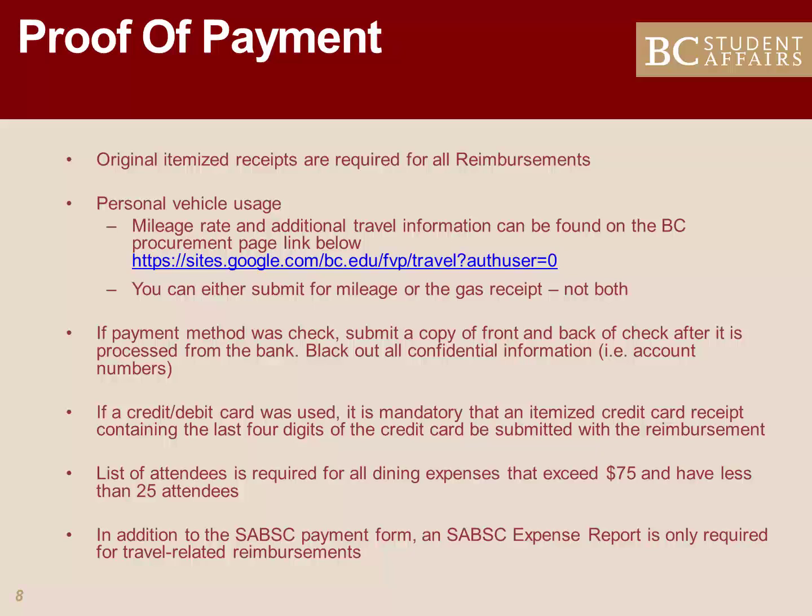If a credit or debit card is used, an itemized credit card receipt containing the last 4 digits of the credit card can be submitted with the reimbursement. If the receipt does not have the last 4 digits of the card, a bank statement showing the charges is required. For all food and dining expenses, a list of attendees is also required. If the list of attendees exceeds 25 individuals, a list is not needed and should be noted on the receipt.